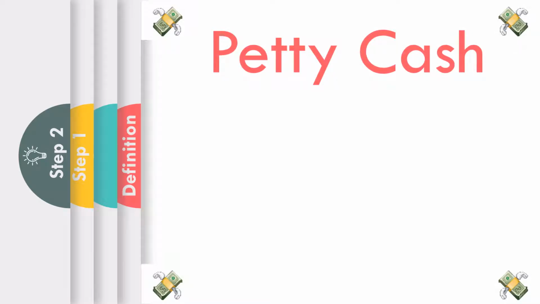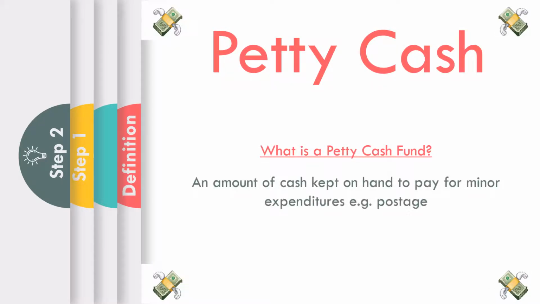Hi, in this presentation I will teach you the concept of petty cash. So what is petty cash? Well, petty cash is an amount of cash kept on hand to pay for minor expenditures, for example, postage. Now let's get into the three main steps of accounting for petty cash in the business.